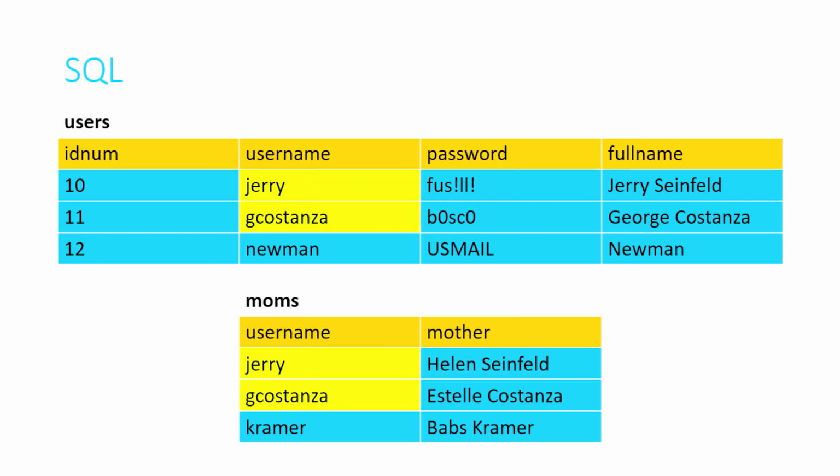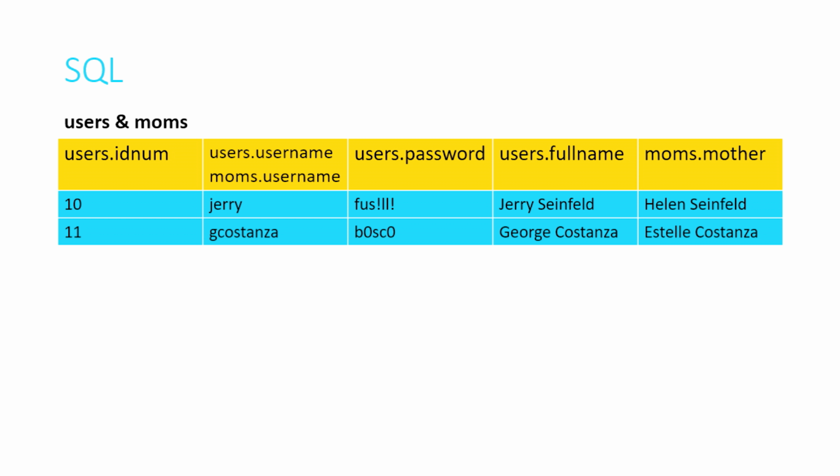So that's what we did here. We found where the two tables have data in common. And based on that, we create this hypothetical table called users and moms that contains all of the information that appears in both of those tables. But notice that the second column there sort of indicates the overlap. This column refers to data that is in both users.username and moms.username. So that's what we're extracting here.